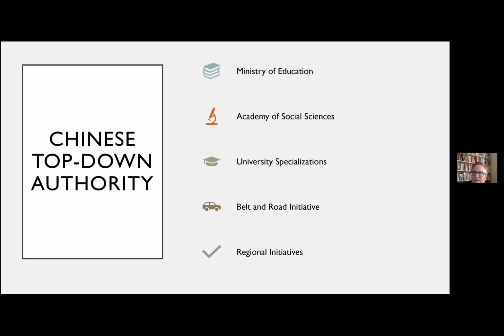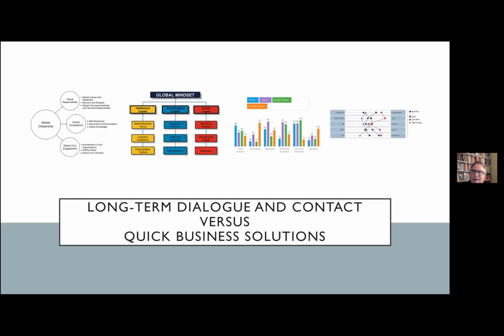The way that we would work with Chinese professors, they would certainly be receiving a hierarchy of communications coming from the Ministry of Education, moving down through the Academy of Social Sciences, and to their specialty in that particular university. That specialty would be combined with the BRI.